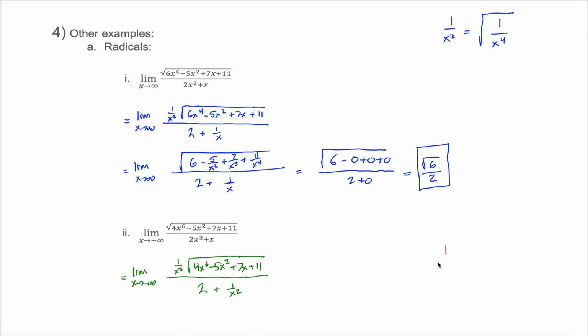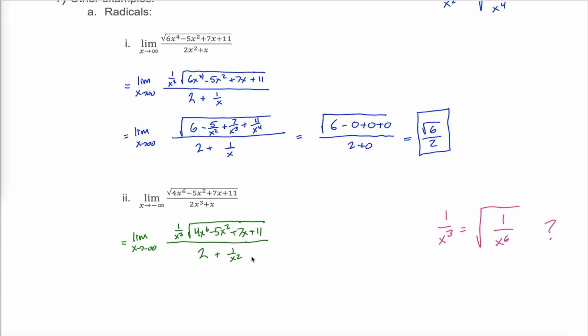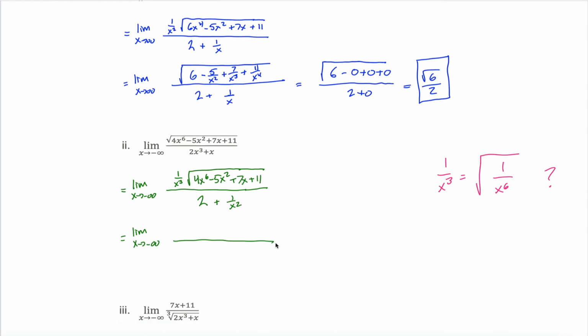So you might think that 1 over x cubed should be equal to the square root of 1 over x to the 6th power, right? That would make a lot of sense. Well, if that were true, then what I could do is say that this is equal to the limit as x approaches negative infinity of, and make this 1 over x to the 6th and put it inside of the radical. For 1 over x to the 6th inside of the radical, I'd have 4x to the 6th divided by x to the 6th, so I just have a 4. I'd have negative 5x squared divided by x to the 6th, so I'd have negative 5 over x to the 4th power. My 7x over x to the 6th would turn into 7 over x to the 5th power, and then I'd have 11 over x to the 6th power.